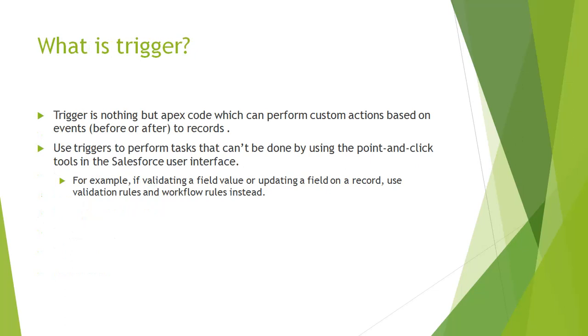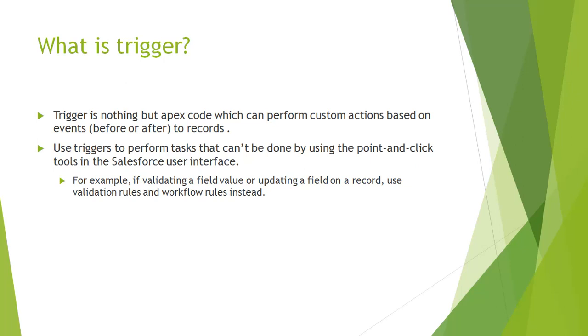So what is a trigger first of all? A trigger is nothing but Apex code which can perform custom actions based on the events before or after operations. That means whenever we want to achieve a functionality based on the events occurring in an object, then we have to go with triggers. But in Salesforce, we have different kinds of features to do some operations based on the events.